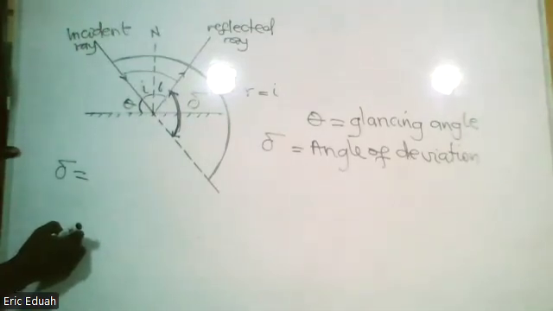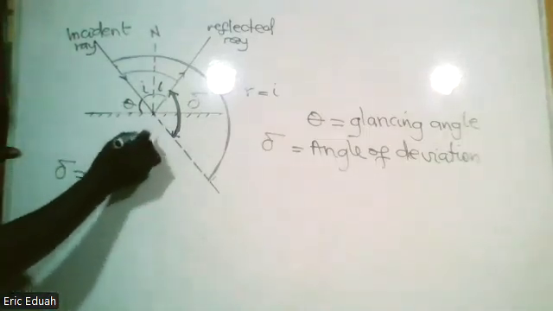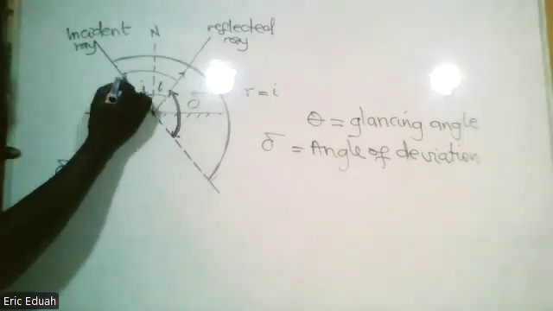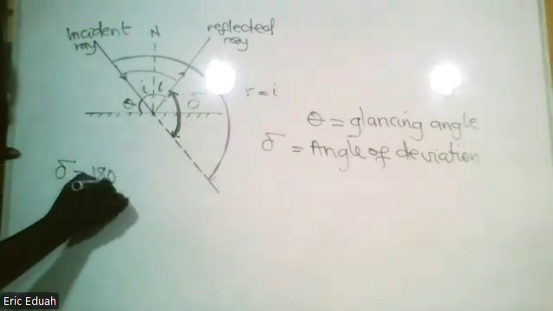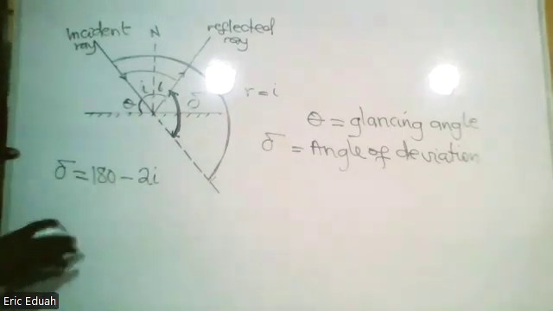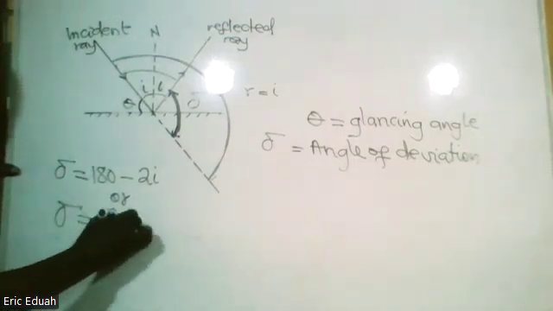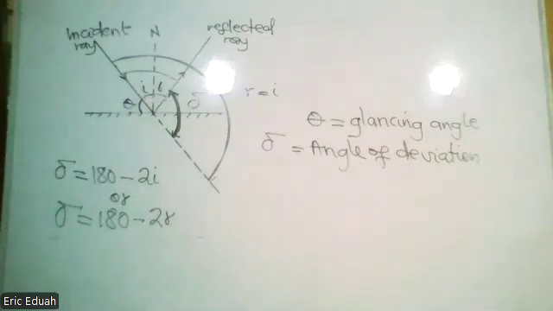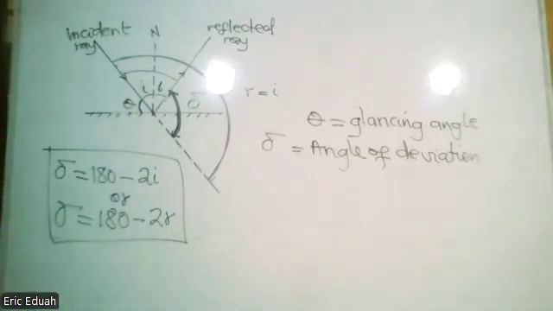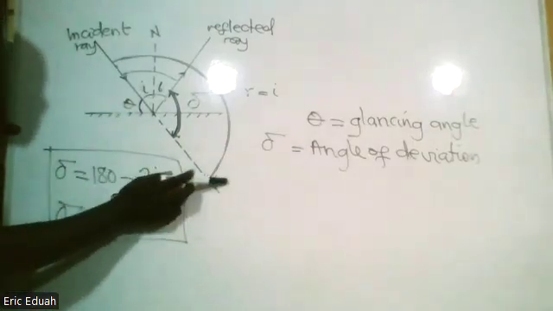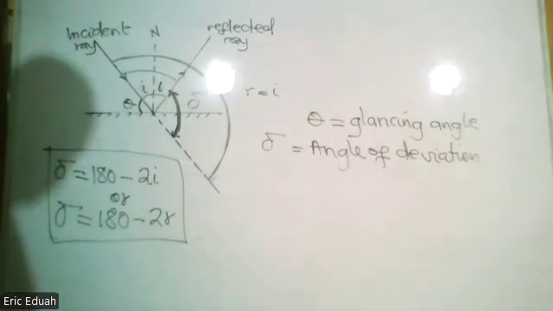Are you okay? If this whole angle is 180 and we are looking for this, then it means if we subtract this angle, which is 2i, from 180, we'll get this. So the deviation is equal to 180 minus 2i, or deviation is equal to 180 minus 2r. So in mirrors, angle of deviation is given by this value. That tells the extent to which the incident ray has been deviated. Please, understood? Is that okay? Yes, please.